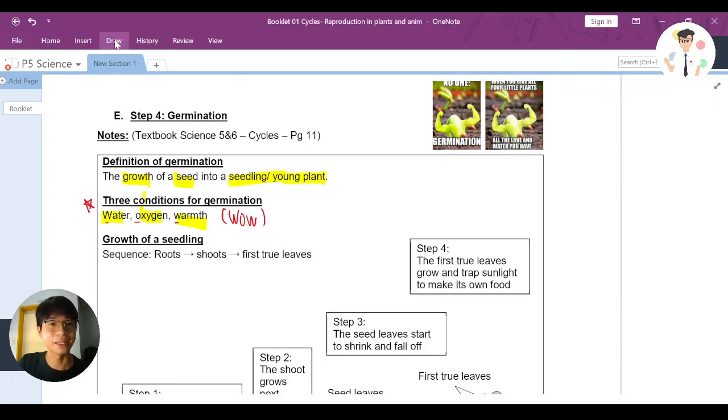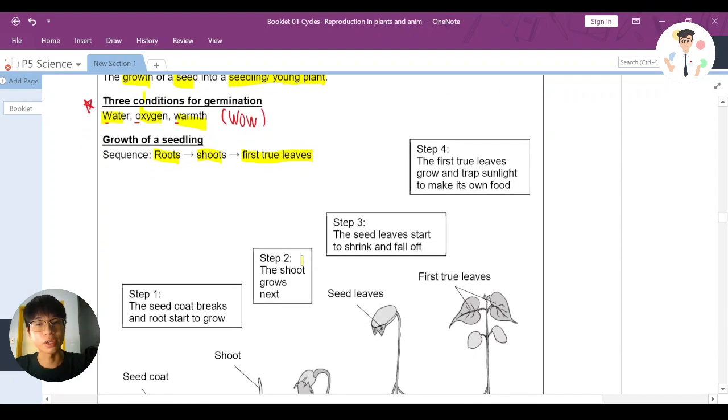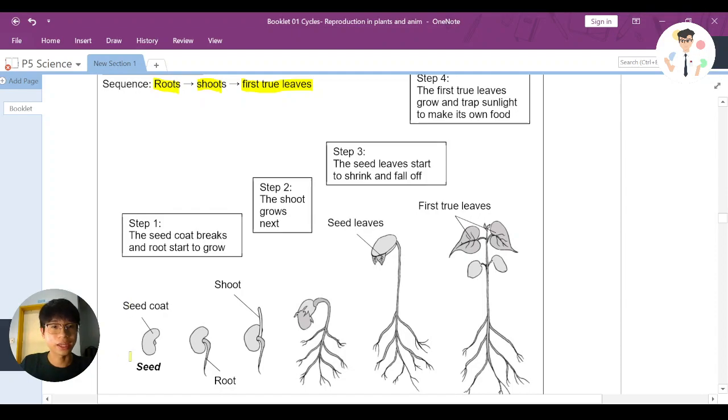And the growth of a seedling is actually in a sequence as follows. You start with the roots, shoots, and later on the first true leaves, okay? Now, let's look at the diagram here. First, we start with this seed, and this seed has a seed coat to protect it. Then the seed will break and the root will start to grow. This is our first step. As you can see, the root is growing. Then step 2, the shoot will grow next. So after the root, the shoot will come.